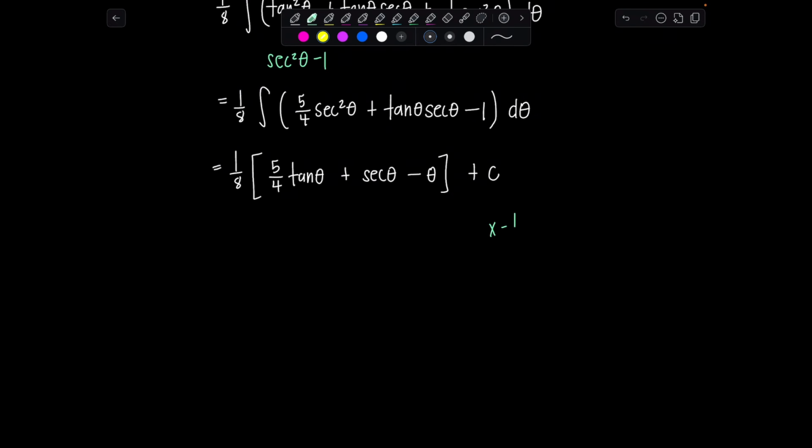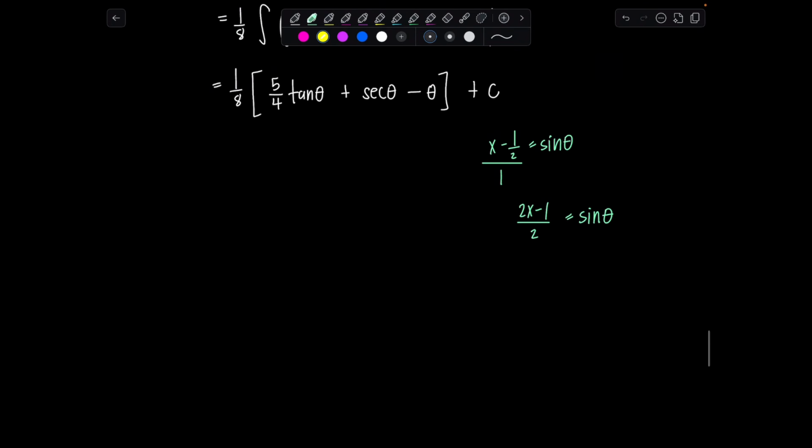Remember how we let x minus 1/2 be sine theta? So that's the same as saying x minus 1/2 over 1 is sine theta. That's going to make for kind of a messy triangle. But if we clean this up, that's the same as saying 2x minus 1 over 2 is sine theta. So let me draw a triangle where that's true. Okay, the first time I went through with the fractions, but I was thinking you guys might.